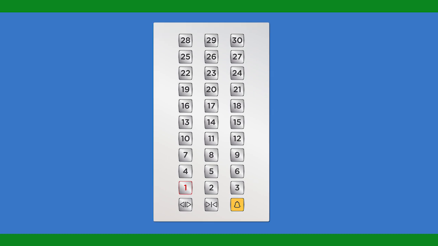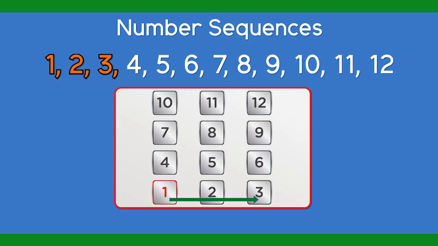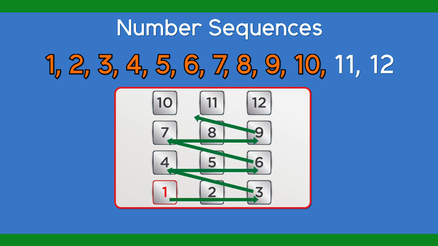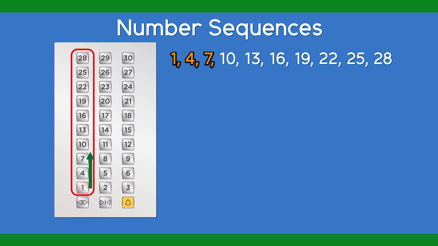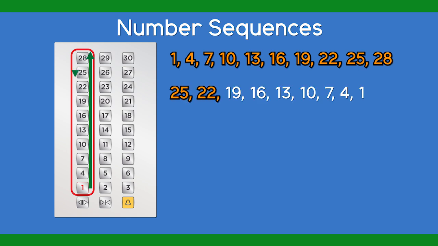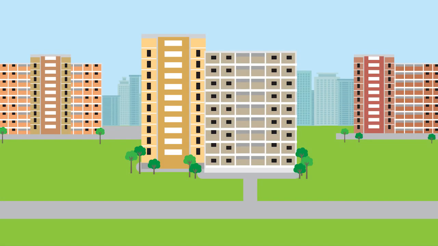Look at the buttons in this lift. From this set of numbers 1 to 30, we can form many number sequences such as 1, 2, 3, 4, 5, 6, 7, 8, 9, 10, 11, 12. 1, 4, 7, 10, 13, 16, 19, 22, 25, 28, 25, 22, 19, 16, 13, 10, 7, 4, 1, and many more. Knowing number sequences can be very useful.